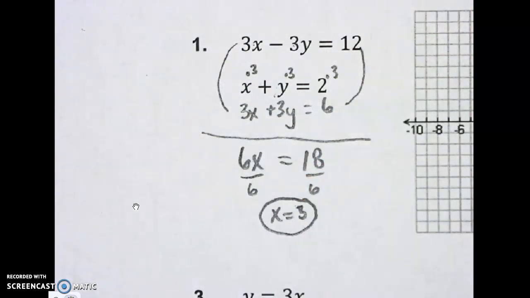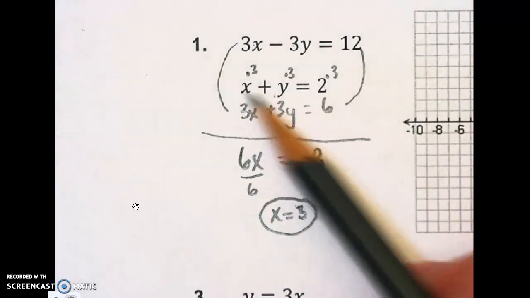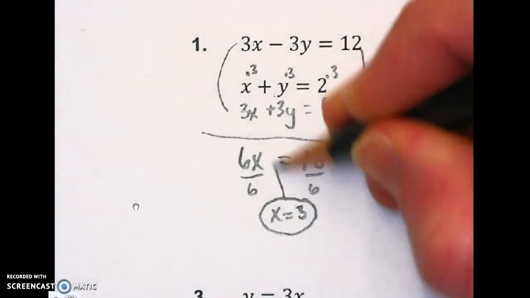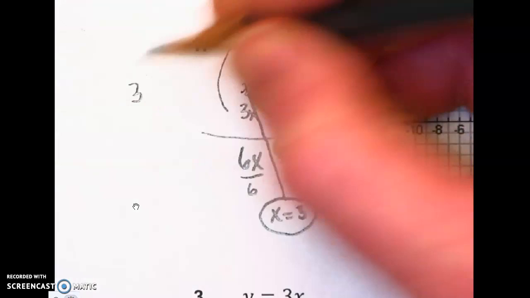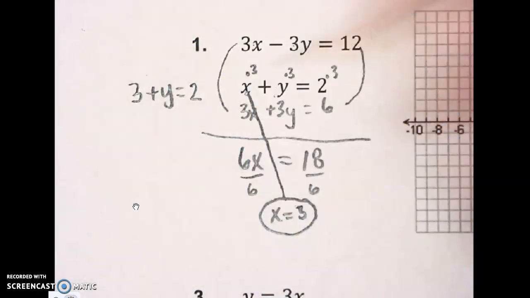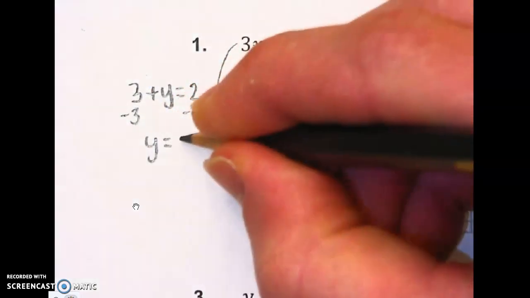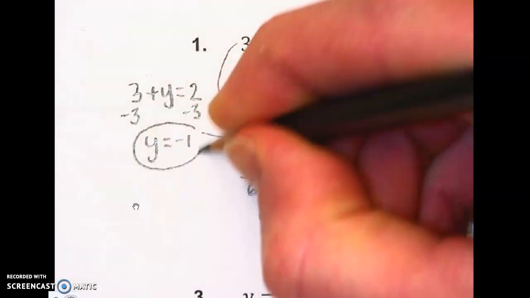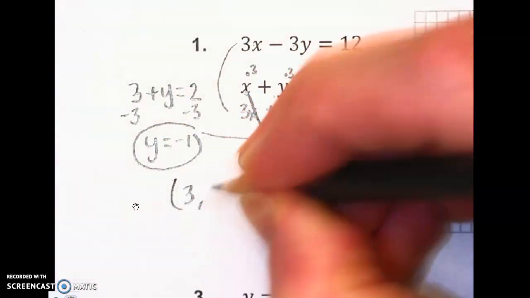Okay, I'm going to plug that back in to get my y. The last step is the same as substitution. You plug it back into one of the problems. That second equation right there, the original one, is super easy. Let's plug it in there, right here. So that's going to be 3 plus y equals 2. Subtract the 3 to the other side. Y equals negative 1. So that'll get us a coordinate pair of 3, comma, negative 1.